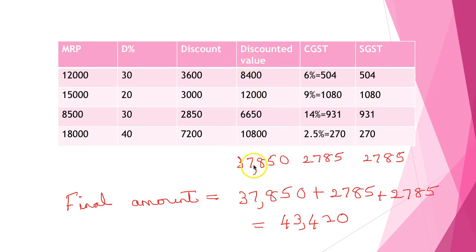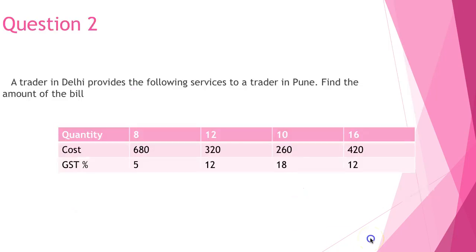Sum of the discounted values is 37,850. Sum of CGST is 2,785. Sum of SGST is 2,785. So the final amount is 37,850 plus 2,785 plus 2,785, which is 43,420.